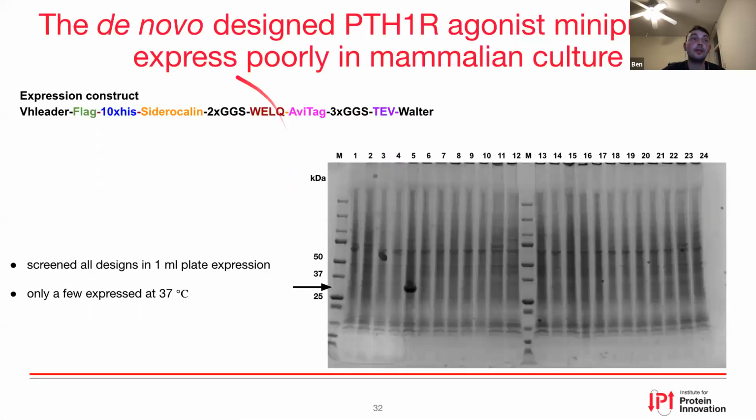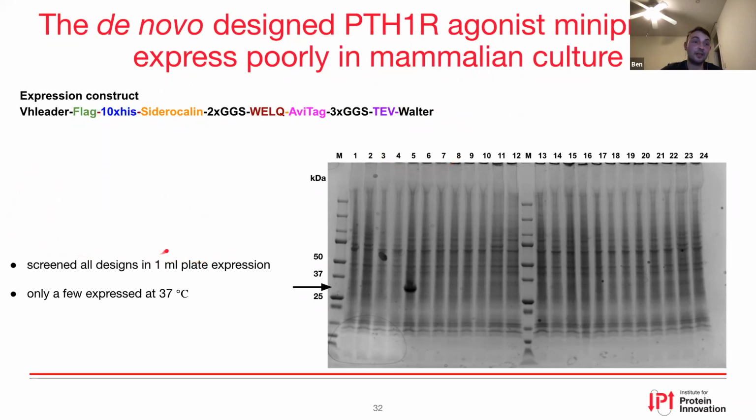To do that, we use this expression construct. So for people who are not that familiar with mammalian expression, we have an N-terminal leader sequence which guides the secretion of the protein. We use a his tag for purification. And then we have the siderocalin fusion, siderocalin being one of the most abundantly secreted proteins in human cells. And the Olson and Strong lab at the Fred Hutchinson Institute showed that that is a very good protein to attach as a solubilization and secretion tag for mammalian secretion. And then we have a TEV cleavage site, and we have our designs.